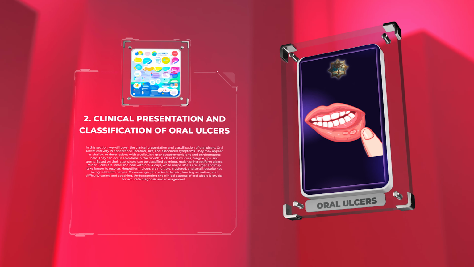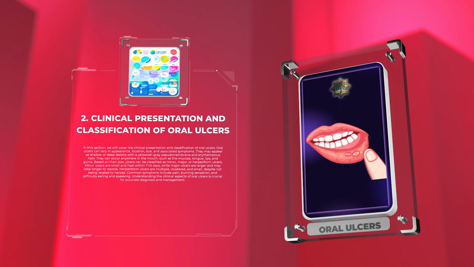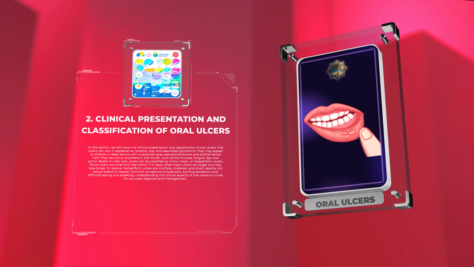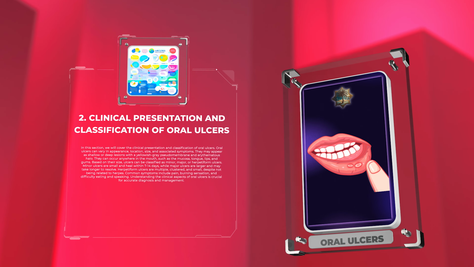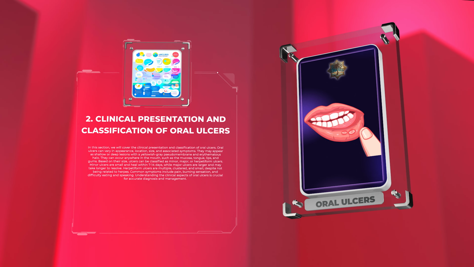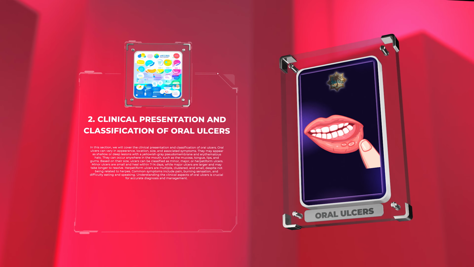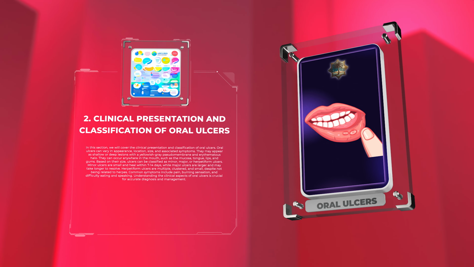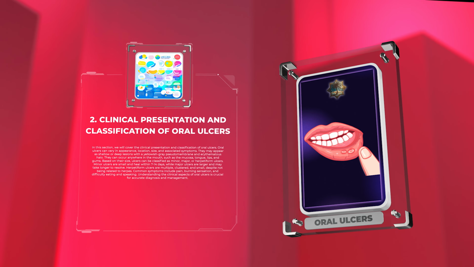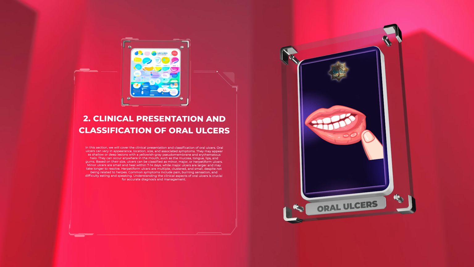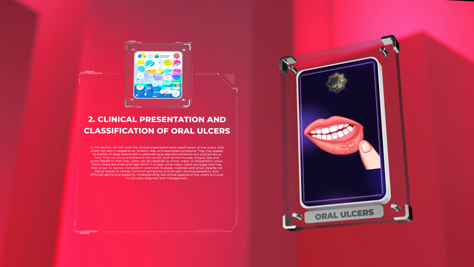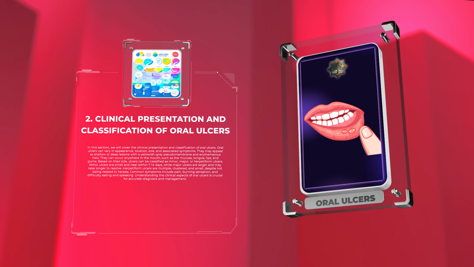Based on their size, ulcers can be classified as minor, major, or herpetiform ulcers. Minor ulcers are small and heal within 7 to 14 days, while major ulcers are larger and may take longer to resolve. Herpetiform ulcers are multiple, clustered, and small, despite not being related to herpes. Common symptoms include pain, burning sensation, and difficulty eating and speaking. Understanding the clinical aspects of oral ulcers is crucial for accurate diagnosis and management.